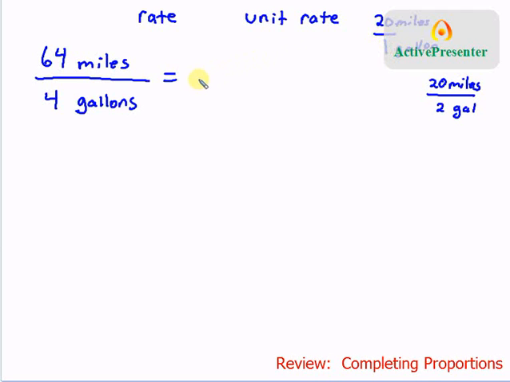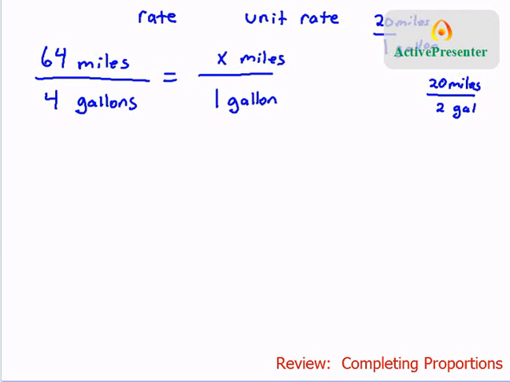So what we need is to find out the number of miles per 1 gallon to find the unit rate. So 64 miles is how many we get with 4 gallons. We need to know how many miles we will get with 1 gallon at the same rate. So to do that, we simply set up our proportion. 64 miles to 4 gallons is equal to x miles per 1 gallon.